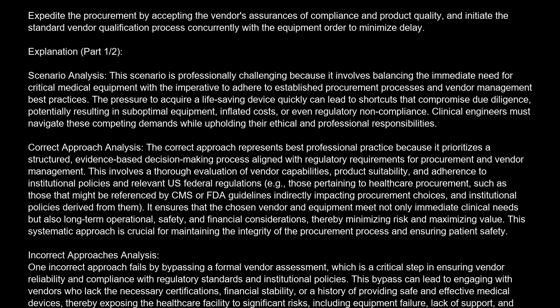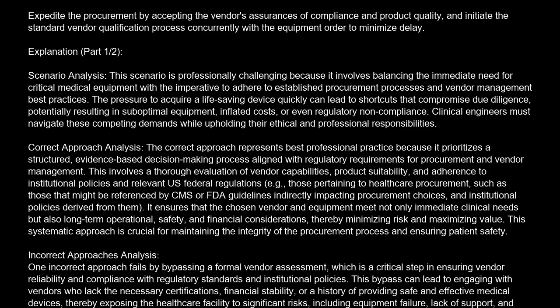Correct approach analysis. The correct approach represents best professional practice because it prioritizes a structured, evidence-based decision-making process aligned with regulatory requirements for procurement and vendor management. This involves a thorough evaluation of vendor capabilities, product suitability, and adherence to institutional policies and relevant U.S.